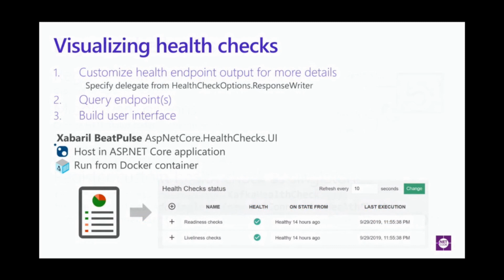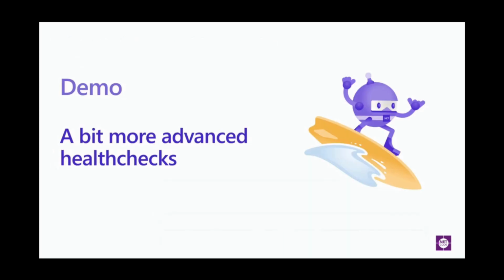Visualizing, this is the health checks UI that you can run, as we saw, in process in your own service, but only do that from a development scenario. But you can also run it from a container or externally. So if you want to host it yourself, you can, but you can also spin up a container. Now let's look at a bit more advanced health checks, because you know, this is where things get really interesting.